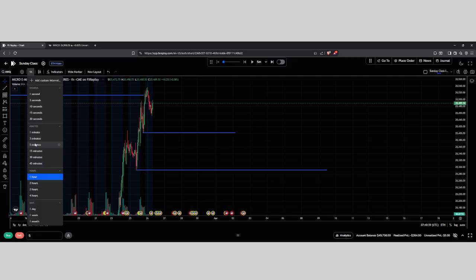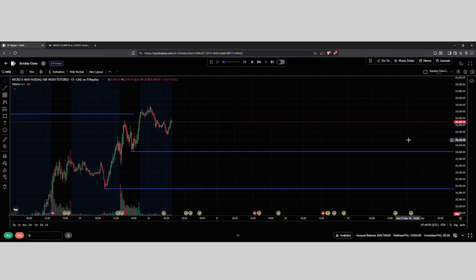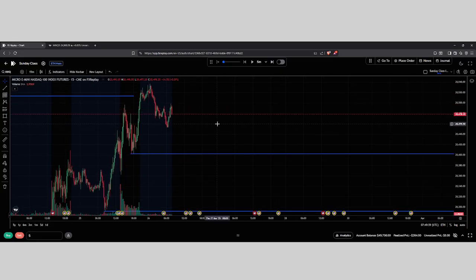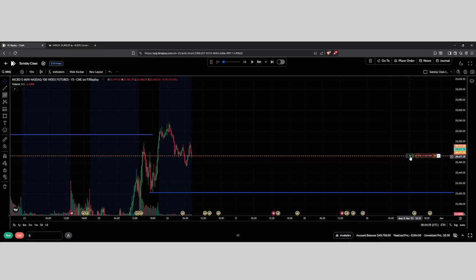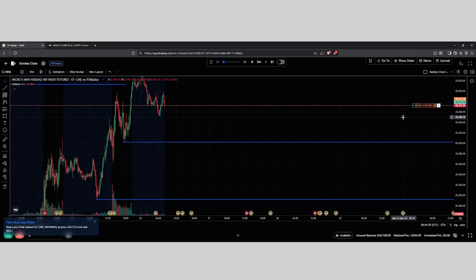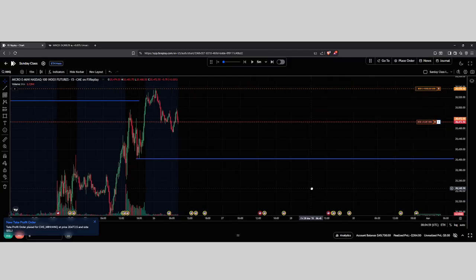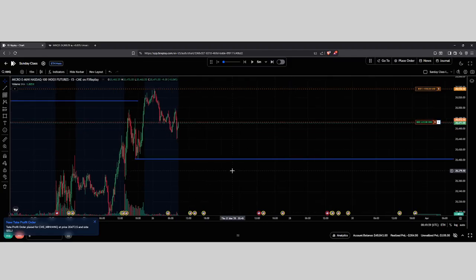Tapped up to there, interesting. We'll take a short here. Stops at the highs, take profit. Oop. I'm gonna go for gold, but we'll trim once we get those lows, if we get them.